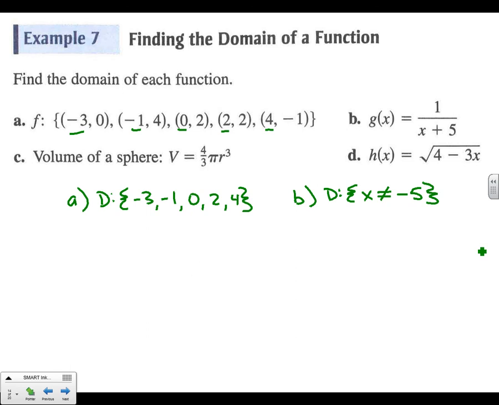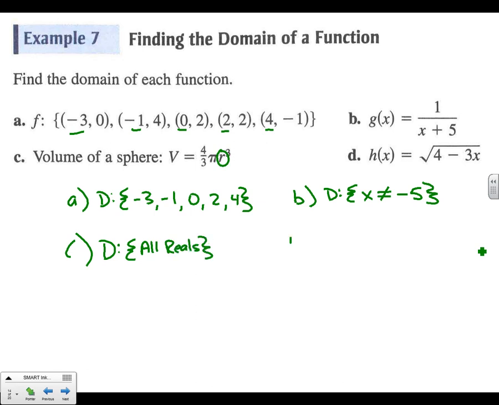For the volume of a sphere, for C, is there any number that we could plug in for r that would make this go bad? No, we can divide by whatever we want. There's no square roots, no dividing by 0. So in this case, the domain is the set of all real numbers.